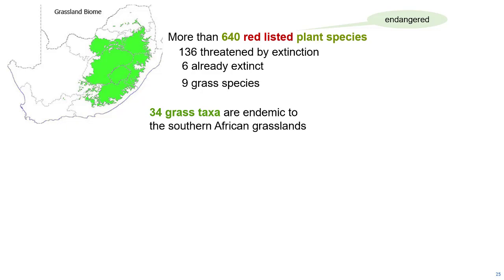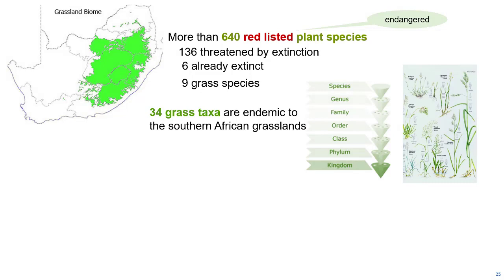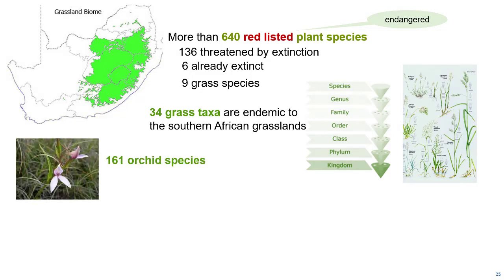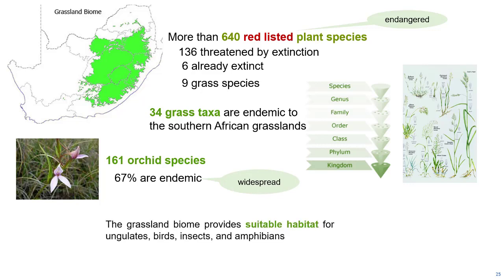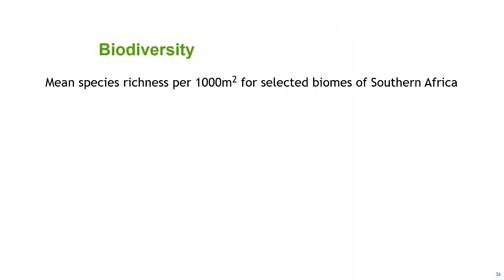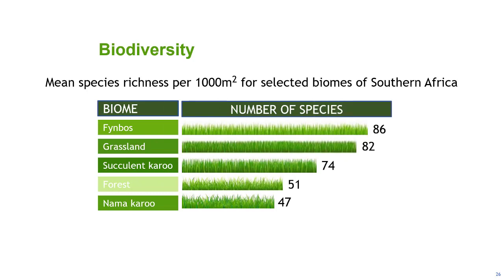A total of 34 grass species are endemic to the southern African grassland. In addition, there are 161 orchid species found within the grassland biome. In terms of animal species, the grassland biome provides suitable habitat for large mammals with hooves, birds, insects, and amphibians. Mean species richness per 1,000 square meters for selected biomes of Southern Africa is depicted in this figure.